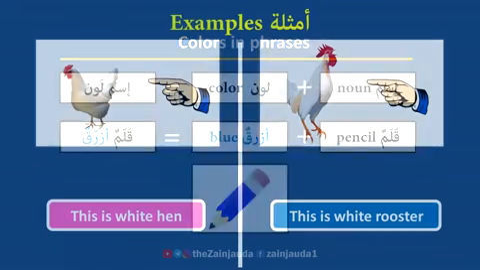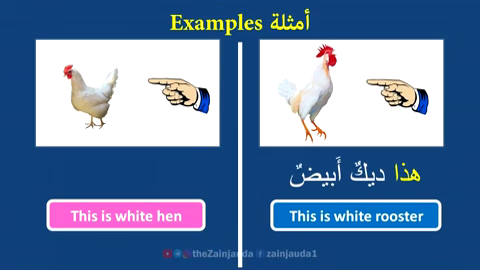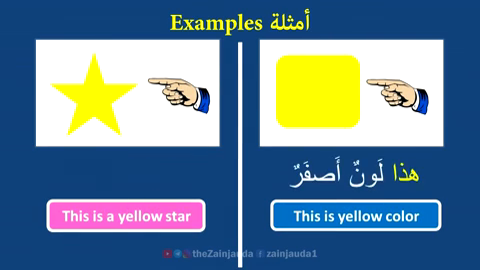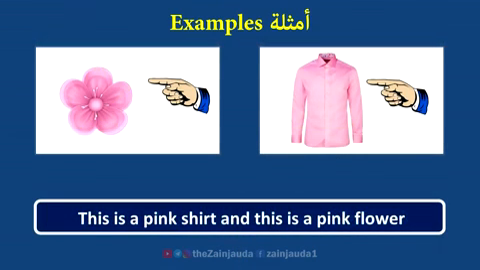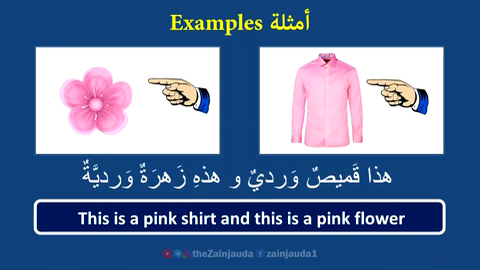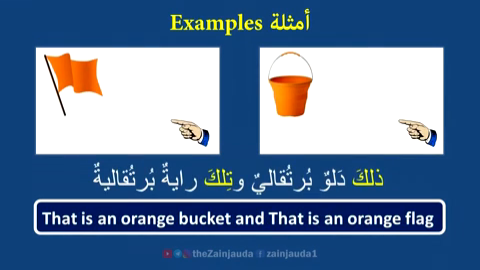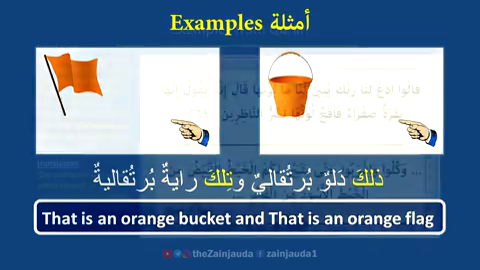Let's have more examples. هذا ديك أبيض. هذه دجاجة بيضاء. هذا لون أصفر. هذه نجمة صفراء. هذا قميص وردي وهذه زهرة وردية. ذلك دلو برتقالي وتلك راية برتقالية.